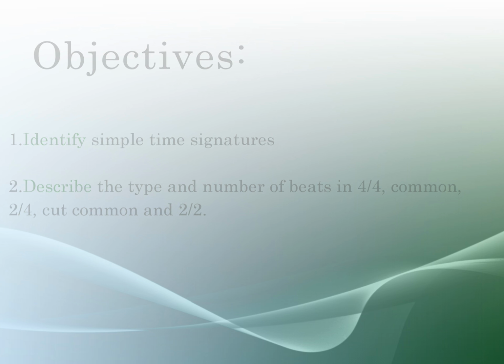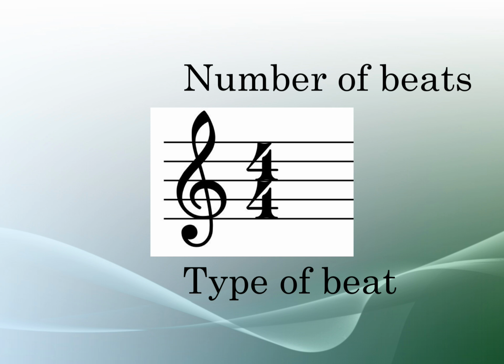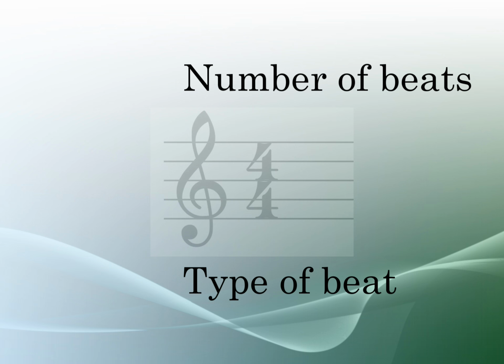So just to recap, there are two numbers in time signatures. The top number tells us how many beats are in a bar, and the bottom number tells us what type of beats they are. And simple time means that the beats can be split into two, and it uses 2, 3, and 4 most commonly in the top number.